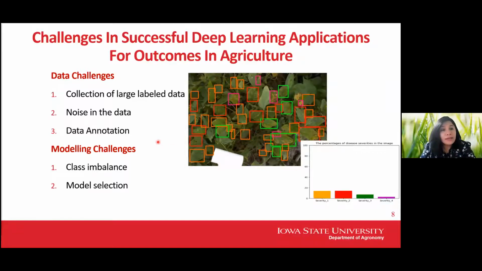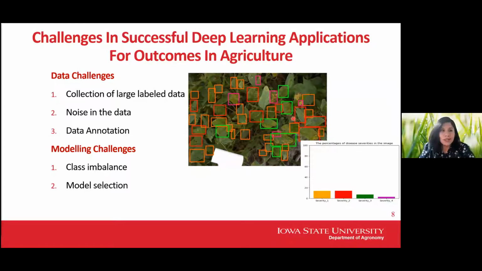The next data challenge we are facing right now, as I said, is data annotation. We are collecting a huge amount of data, several terabytes, but we are facing a challenge annotating and labeling it so that supervised machine learning can be used for training a robust model.